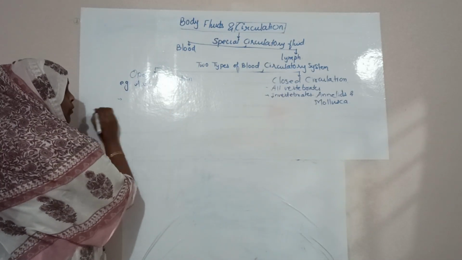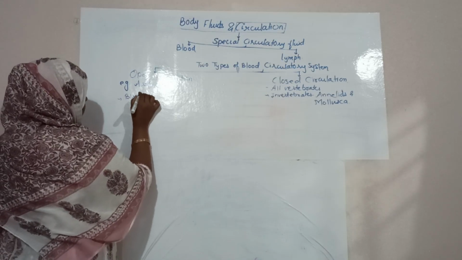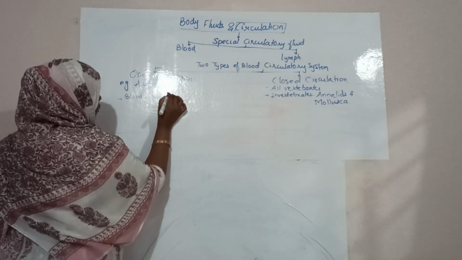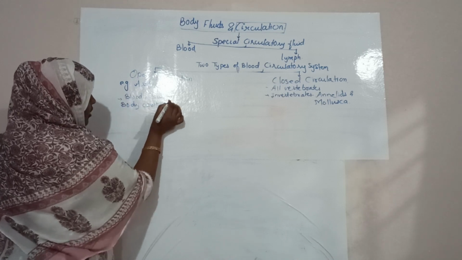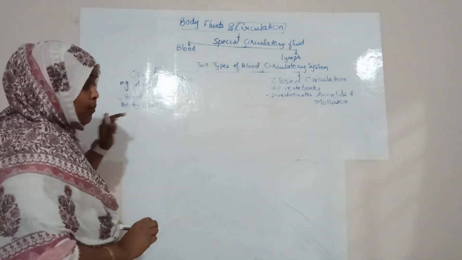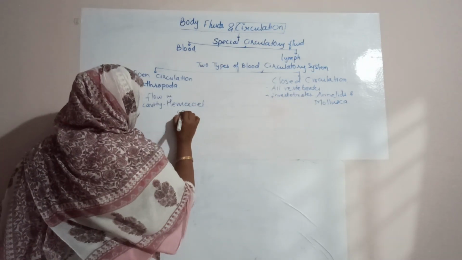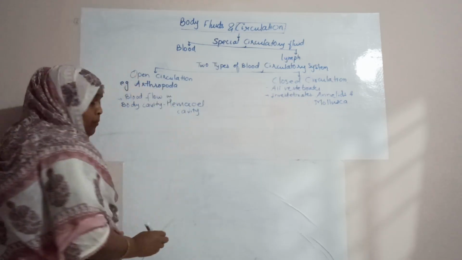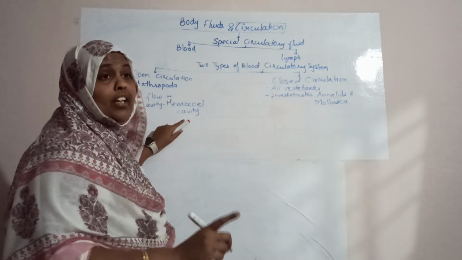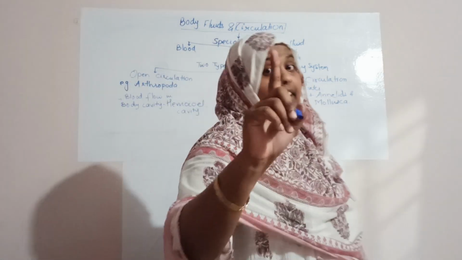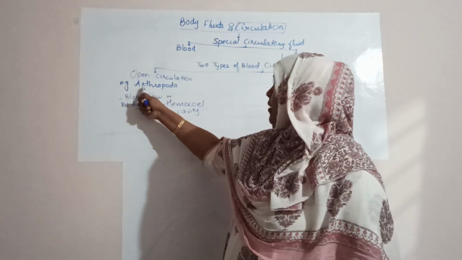Next, in open circulation, blood flows in the body cavity. Blood flows where? In the body cavity. And this body cavity is known as the hemocoel cavity. We also studied this hemocoel cavity in phylum Arthropoda, and PYQ questions have also been asked on it. So open circulation is in phylum Arthropoda.